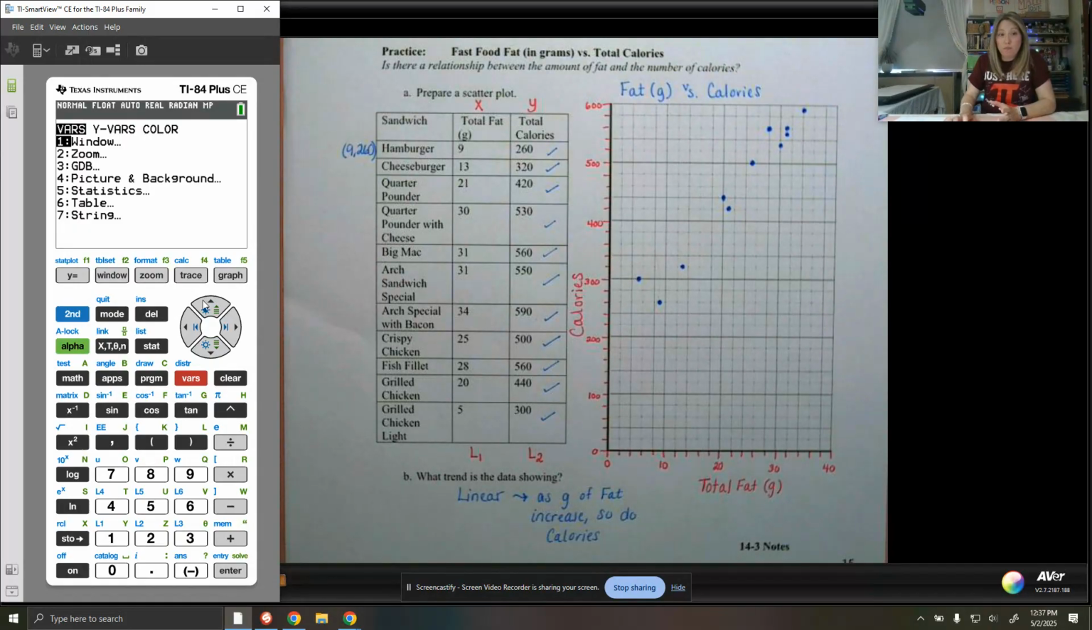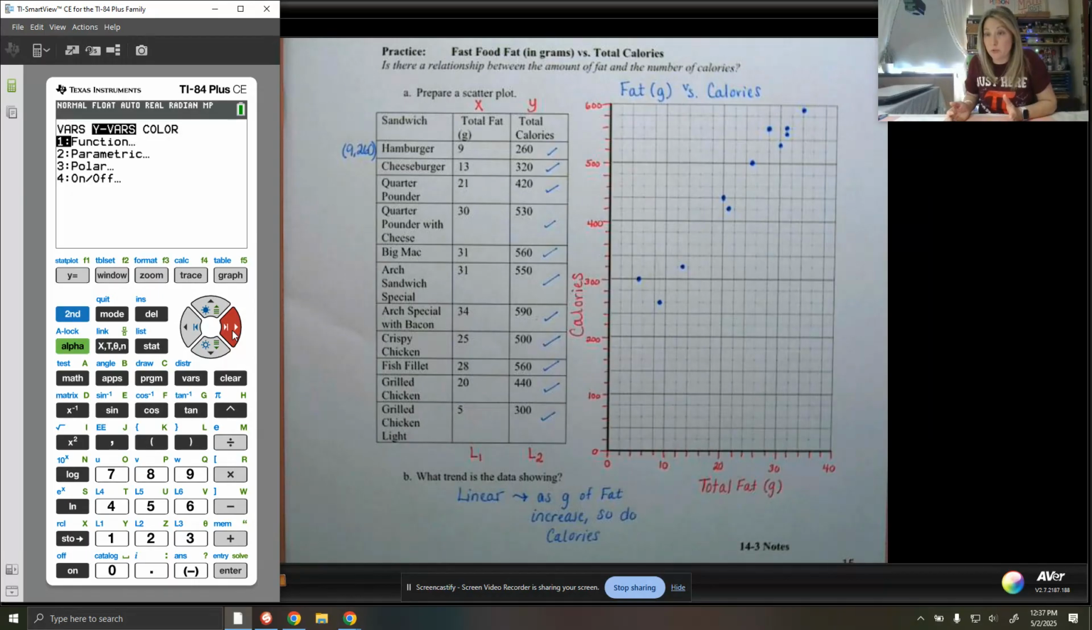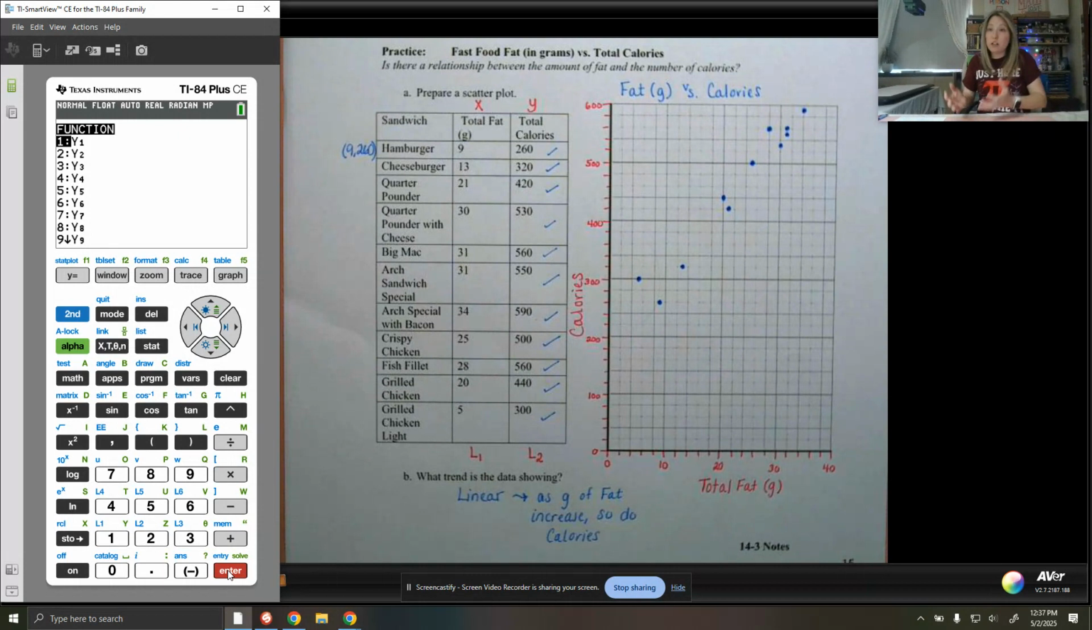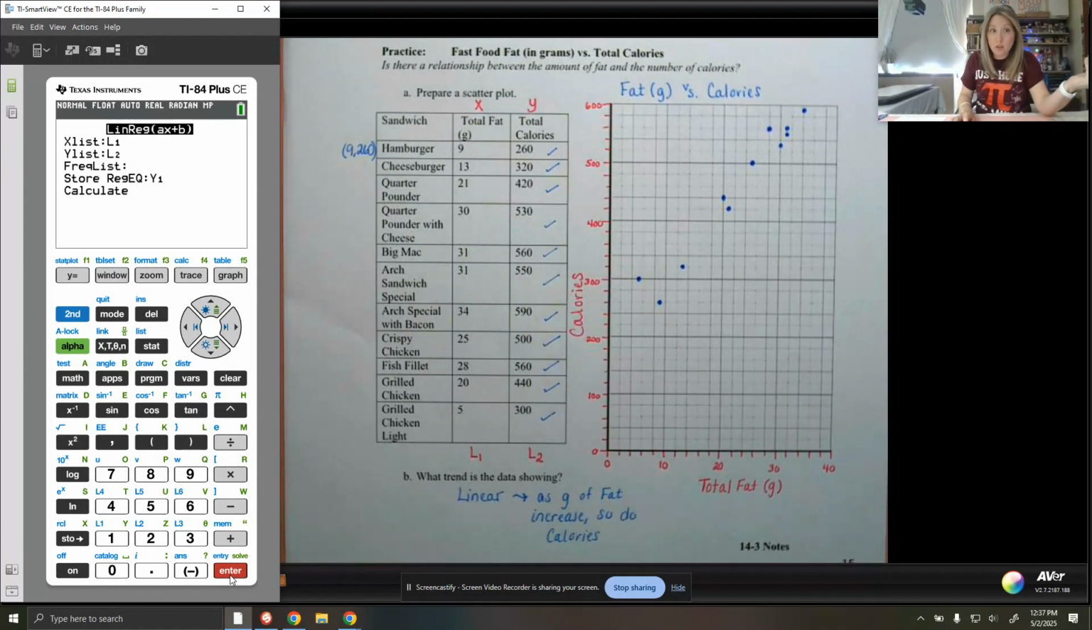On this page, I want you to arrow right to YVARS. It stands for Y variables. Okay? And you'll notice that there's a whole bunch of words on this page, and really the only one we know is a function. So please press Enter or 1 to get to this next page. And notice all this is a list of what's available to me when I press Y equals. And so what I'm going to do is I'm going to press 1 or enter on my Y1 so that I'm going to store my regression equation in Y1.